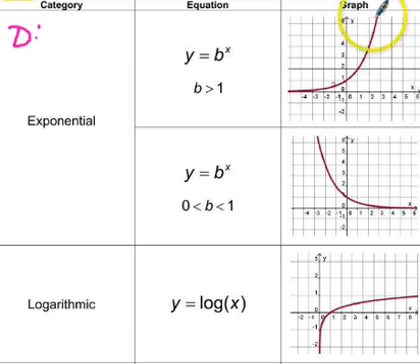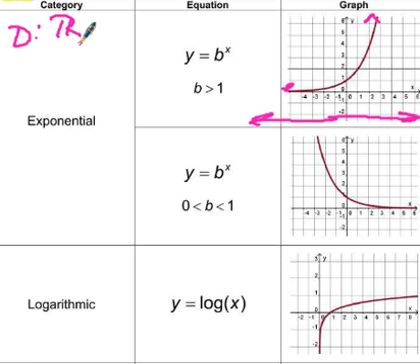For our domain, again, this graph has arrows on the end, but it is not going to cross the x-axis at all. It keeps going to the left, but it's not going to drop down below the x-axis. Later on, you're going to know this as an asymptote. So for now, it goes left forever, and it goes right forever. So our domain for that would be all reals.